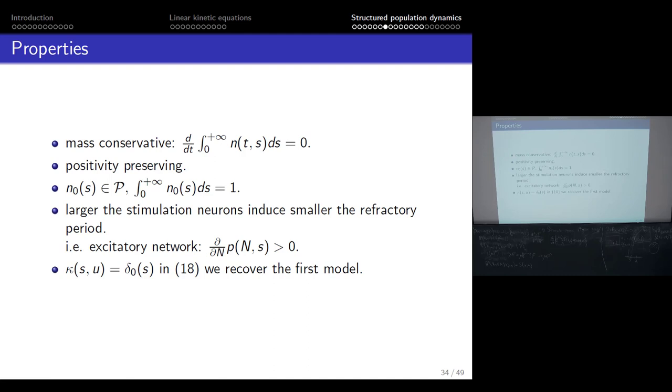Properties of this model: it is mass conservative and it preserves positivity. If we take the initial data as a probability measure, since it is mass conservative, it will always be a probability measure. Then for this firing rate, we will consider the excitatory network, which means that if many neurons fire, it will make it easier for other neurons to also fire. So this derivative with respect to global activity of neurons will be greater than zero.